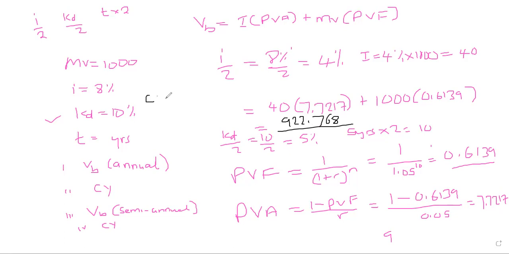So in this case, the current yield is the value of the coupon over the value of the bond times 100. So this is 40 over 922.768 times 100. When we divide that, we're going to get 4.33%. That is our current yield.